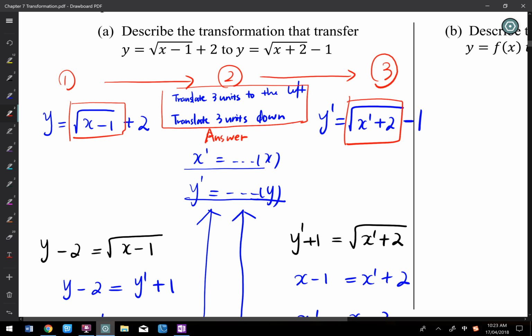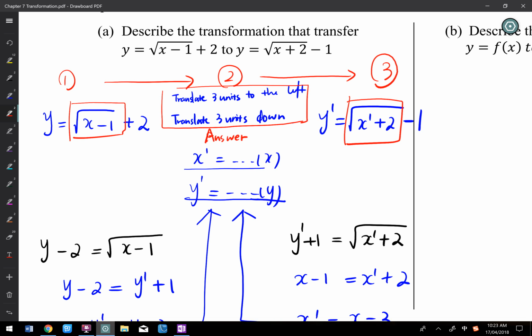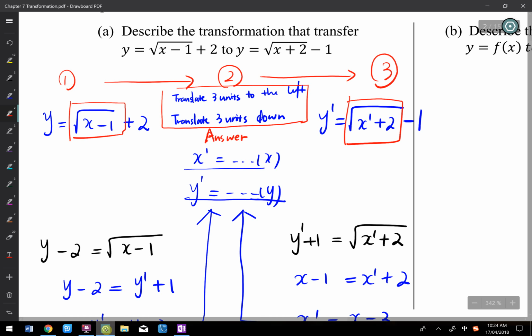So for this type, it is totally different from the other two types. The first step needs to rearrange both equations to make them share the same format. And then we equalize both sides to compare x and x dash, y and y dash, in order to write the transformation. So that's quite different from the previous two types.